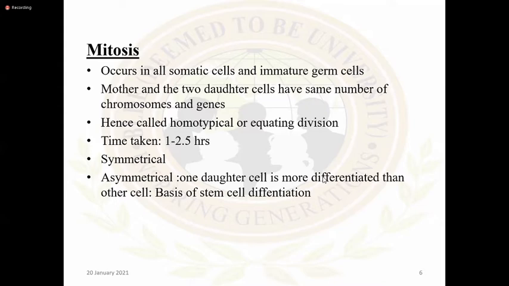It is a symmetrical division. Most of the cells of the body have symmetrical division, so both the daughter cells are equal in size and have the same number of chromosomes and genes. Now, one more type of mitosis is the asymmetrical one. Here, one daughter cell is more differentiated than the other daughter cell. This is the basis of the stem cells.